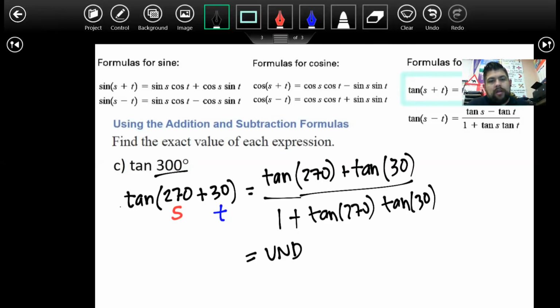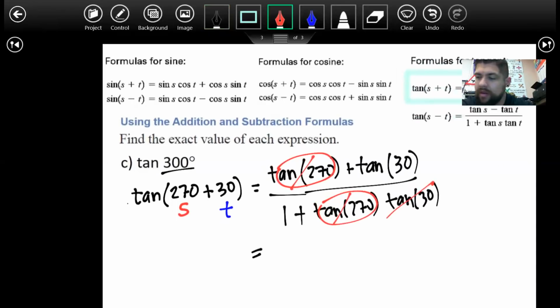Okay, let's check it. Let's go back. In this case, tangent of 270 is undefined, so we're just going to cancel it out. Anything with tangent of undefined would be like multiplying, so this is going to go away as well. I want to see if this is doing it right, and I think it's going to be wrong here. Are there any other numbers that we can add up to give us, or subtract out to give us 300?